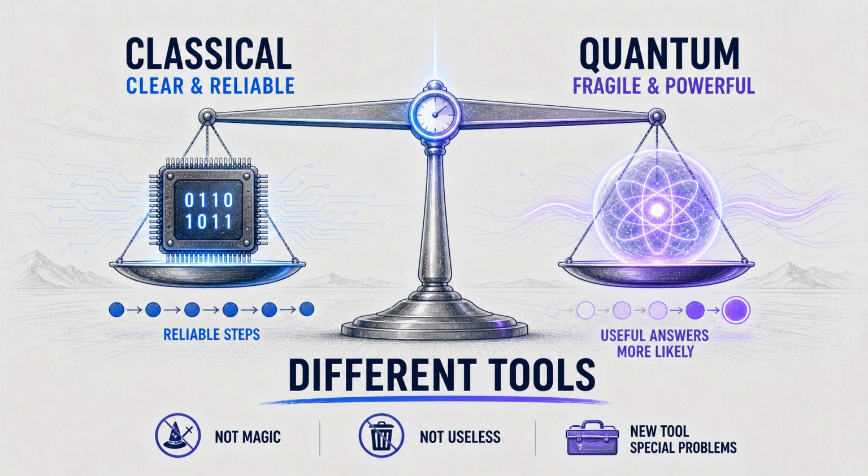Classical computers turn clear bits into reliable steps. Quantum computers shape fragile possibilities so useful answers become more likely. That difference is the whole story. Quantum is not magic, and it is not useless. It is a new kind of tool for a special class of problems.